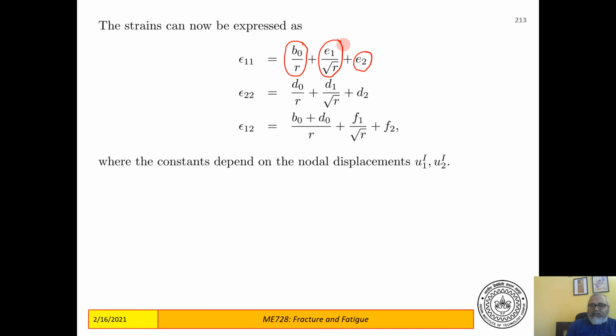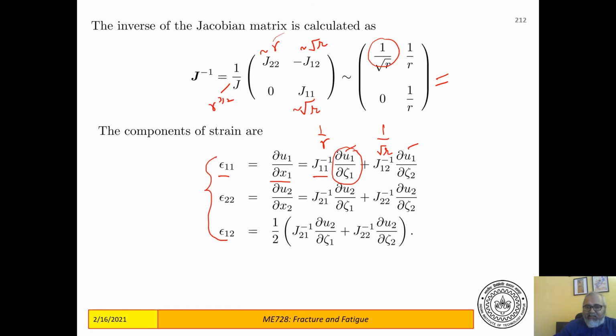So now I have a situation where 1 by r is included in my strains, and 1 by root r is also included in my strains. 1 by root r is what I want. 1 by r is a term that is kind of extra in this story. If you look at these b naughts and d naughts, they are all combinations of the nodal displacements. So these terms would carry the nodal displacements.